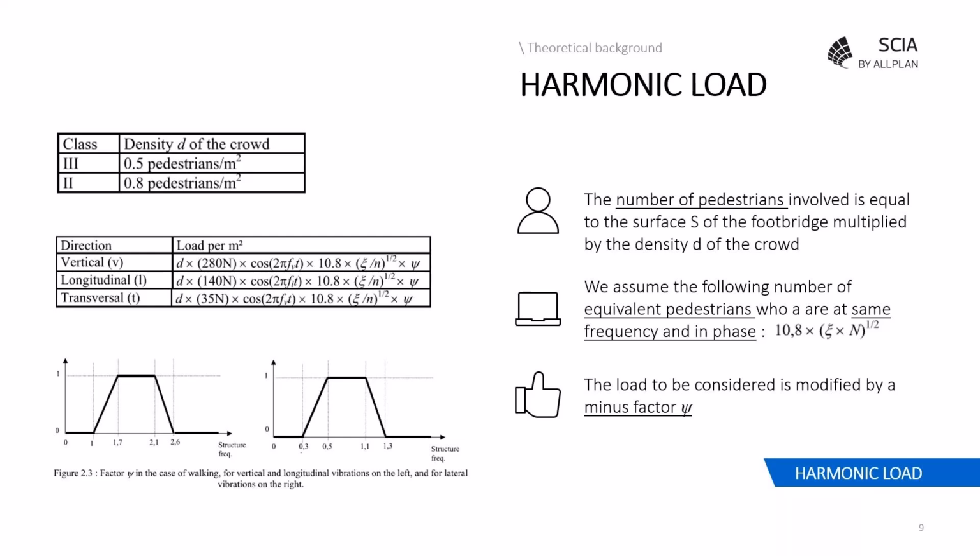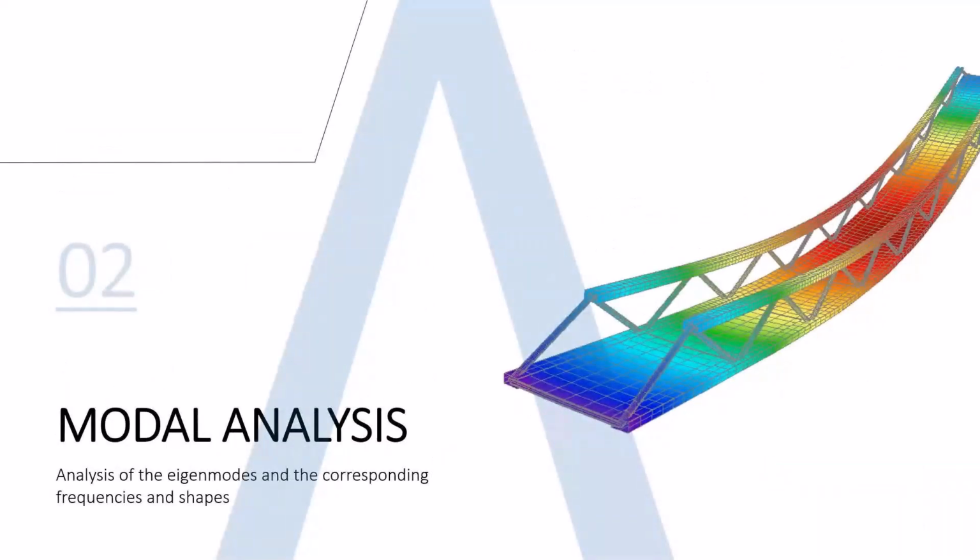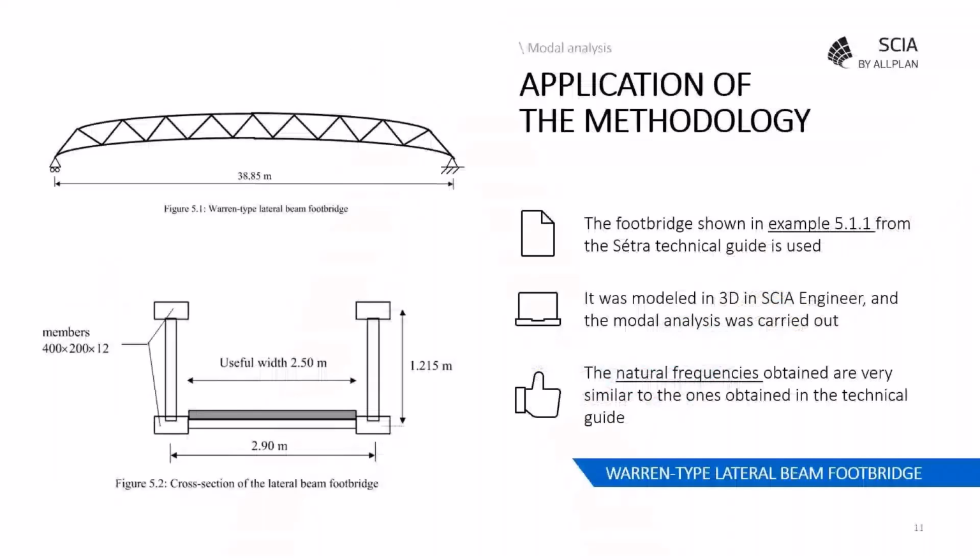And we have some values for the load to be applied if it is vertical, longitudinal, or transversal, as you can see in the table on the left side. So now, in terms of modal analysis, which will give us the eigenmodes with their corresponding frequencies and shapes, we will create the example of the CETRA guideline, which is from the appendix.